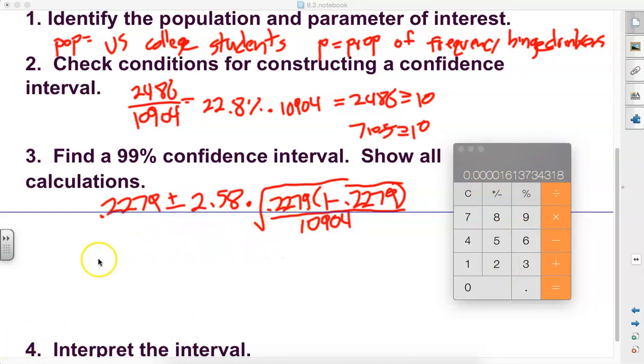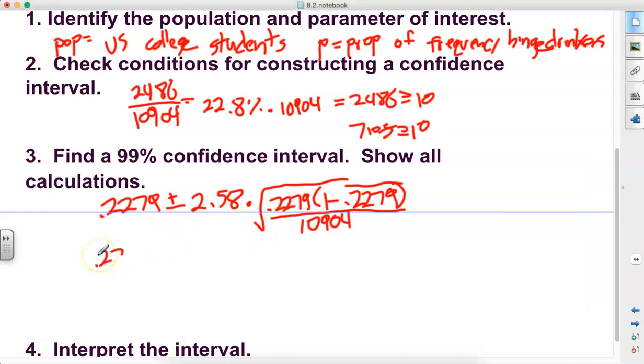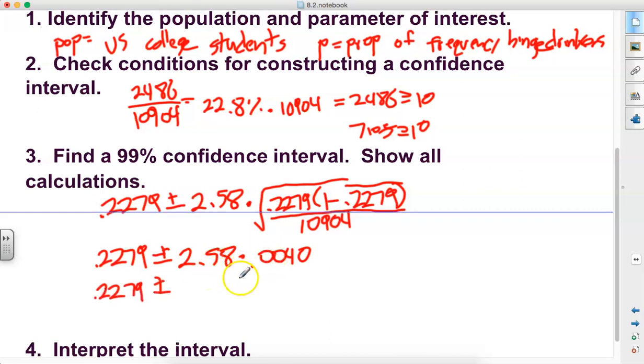All right, so rewriting this, I'm going to have a point estimate. My P hat is 0.2279 plus or minus, and remember these two together make the margin of error. We've got our critical value times, and this all gave us 0.0040. So now we multiply that times 2.58, and that gives us a margin of error of 0.01. Remember, these are decimals. If we convert to a percent, that would be about 1%. 0.0104 if I go out to the fourth decimal place.